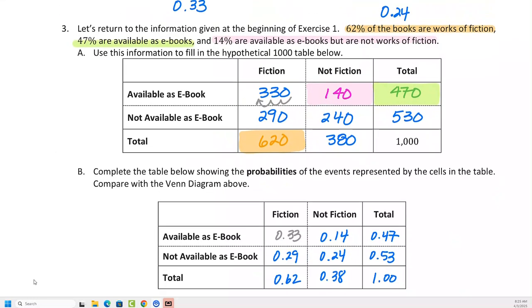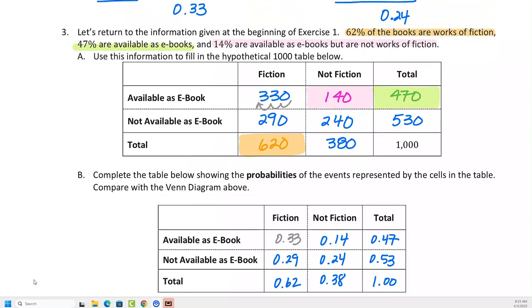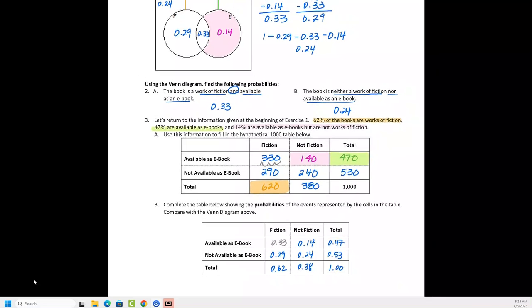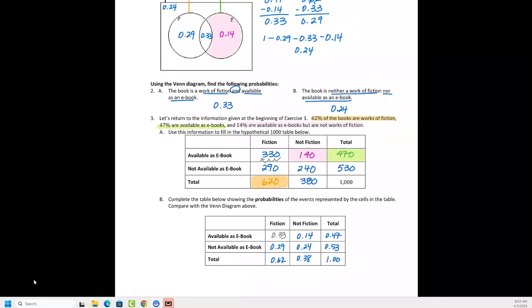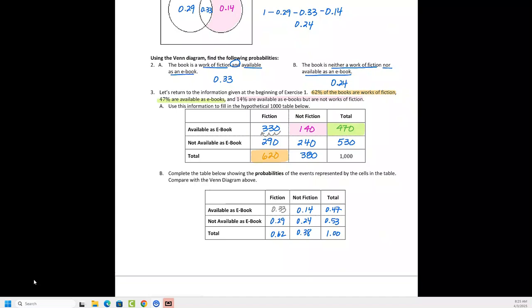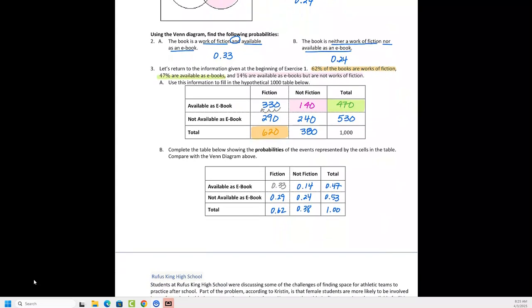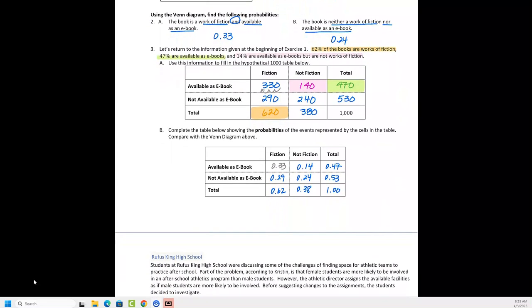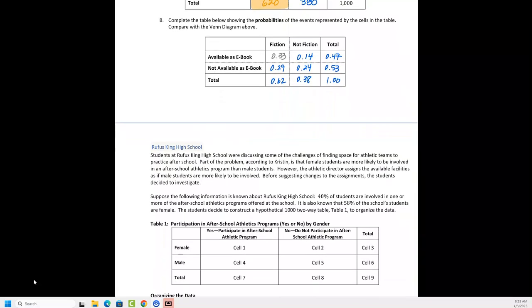Okay. Do you get how to fill in the two-way table from a Venn diagram? You notice you could even do it from the Venn diagram or from the words. Okay. So it was a good review of what we have been doing. So let's dive into the next one.